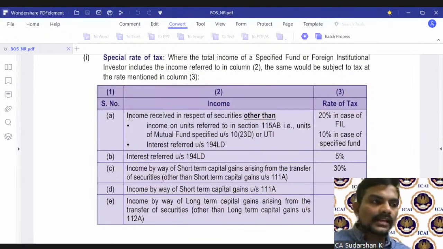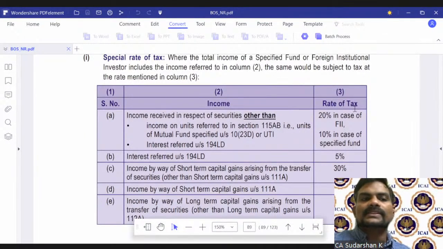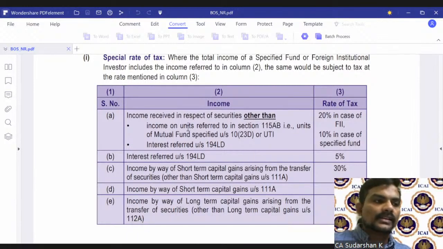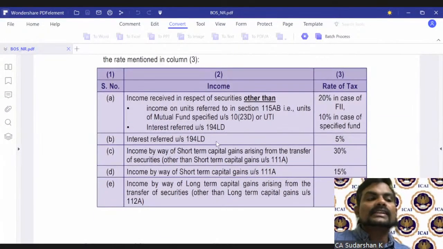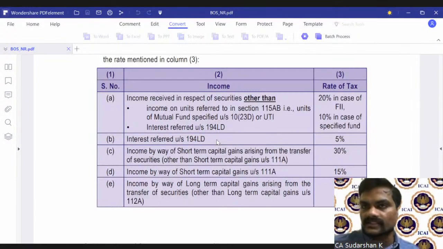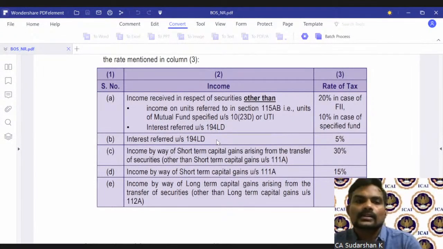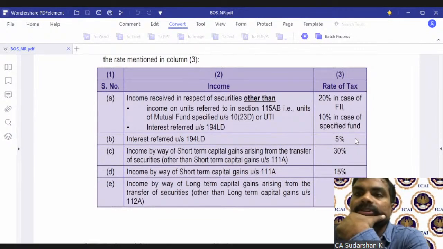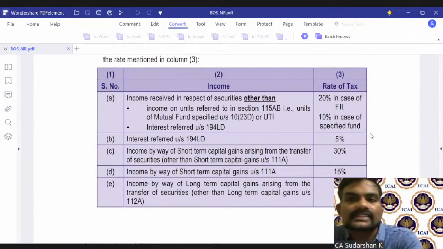As you can see, there is a bouquet of incomes that a foreign institutional investor will get. And what those incomes are and what the rate of tax is are specified here in column number 3. For example, income received in respect of securities, normal securities, is 20% in case of a foreign institutional investor. Interest referred under section 194LD: 194LD covers certain specific bonds, rupee-denominated bonds. In order to promote Indian companies to come out with these masala bonds and to encourage foreign investors to buy these bonds, because this is a revenue-raising mechanism for Indian companies, the tax rate is only a very concessional 5%.